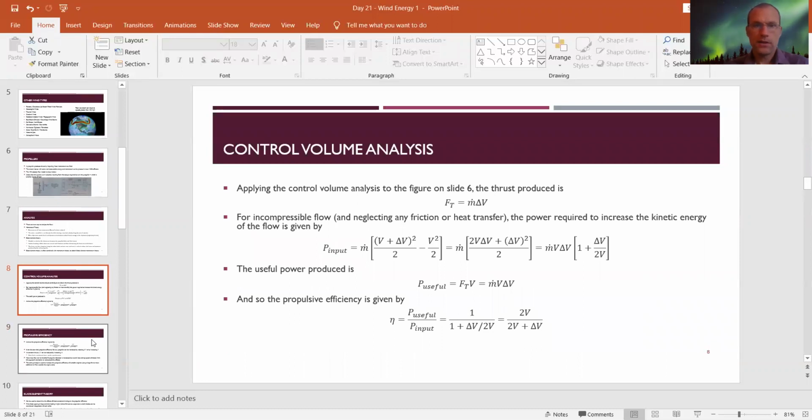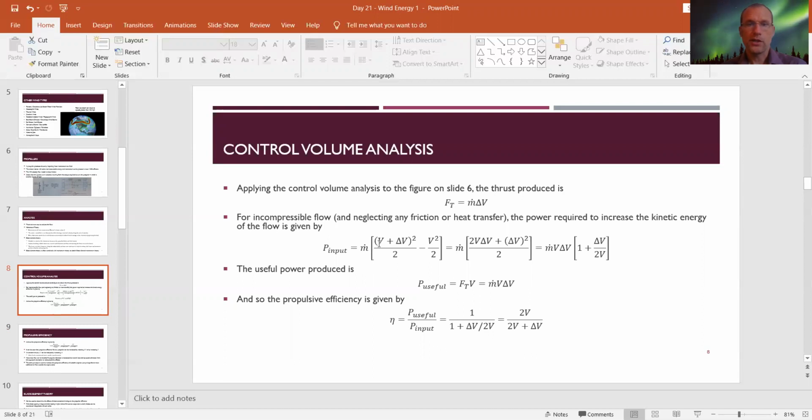So for the control volume analysis, again, looking at that same control volume we saw a couple slides ago, the thrust produced, Ft, is m dot times the change in velocity. So again, that's just doing control volume analysis, force in minus force out, just m dot delta v. Again, assuming incompressible flow, neglecting any friction or heat transfer. To find the power, we can look at the increase in kinetic energy.